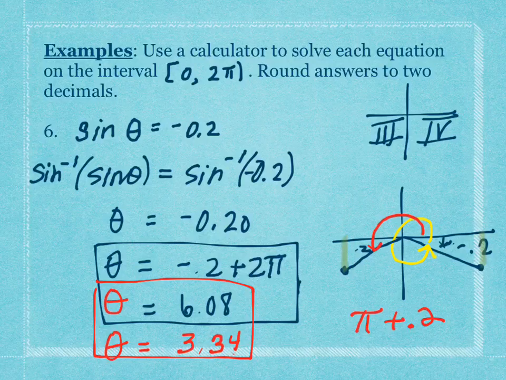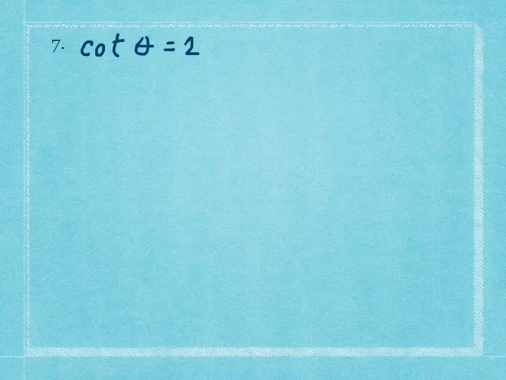Okay, are we good? Okay, we have one more in this lesson. Same directions. That is to say, we're going to use a calculator. We've got to be between 0 and 2 pi. This is cotangent, though, and I don't have a cotangent button on my calculator. Do you? But I do have a button for tangent.